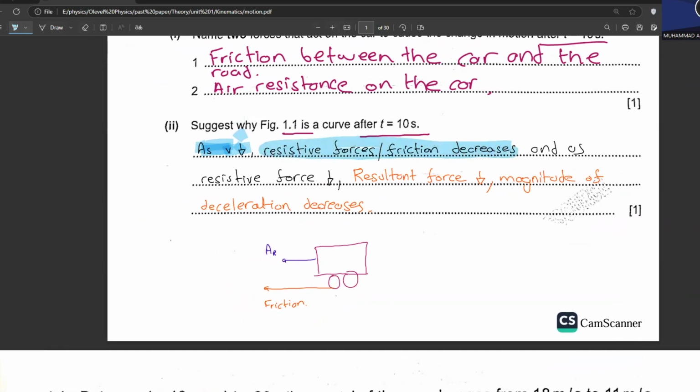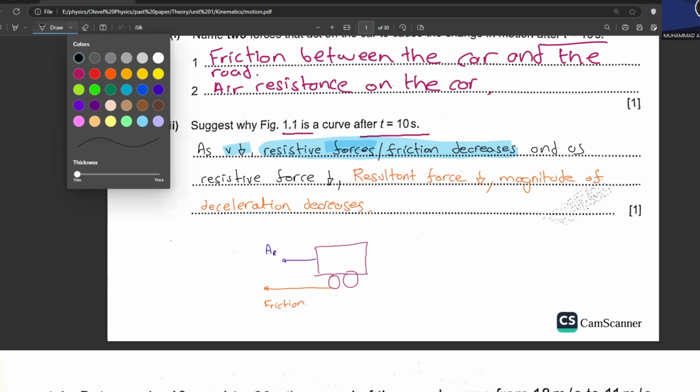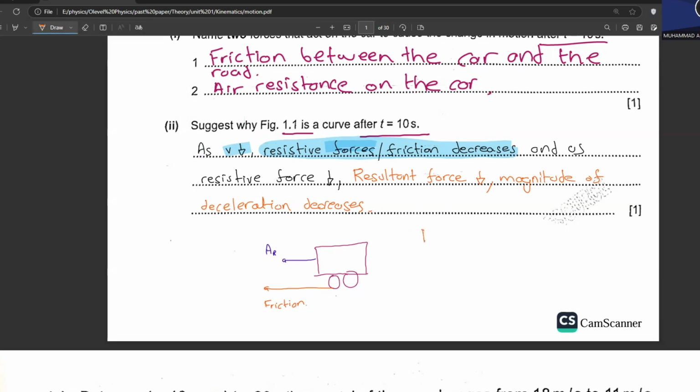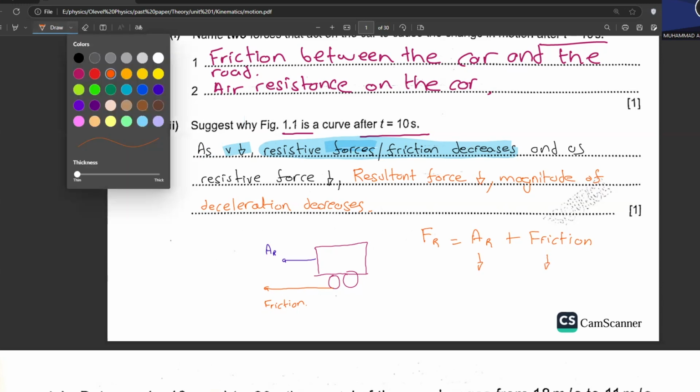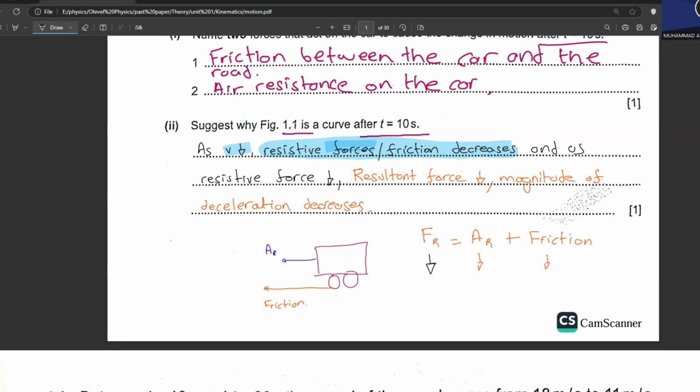Now, as your resistive forces decrease, your resultant forces also decrease. Why is that the case? Let me show you. What will be the resultant force after 10 seconds? Only a sum of air resistance and friction. And as velocity decreases, both air resistance and friction will decrease. As both of them decrease, your resultant force will decrease.